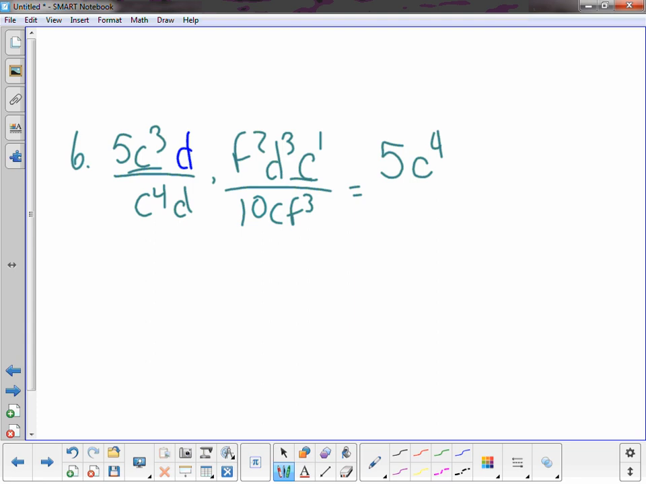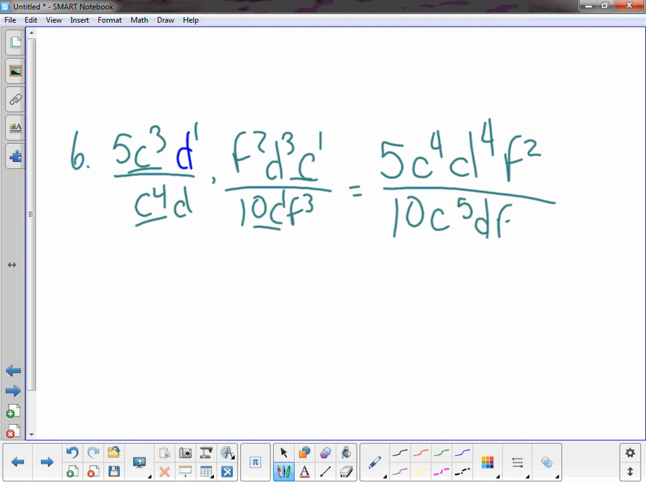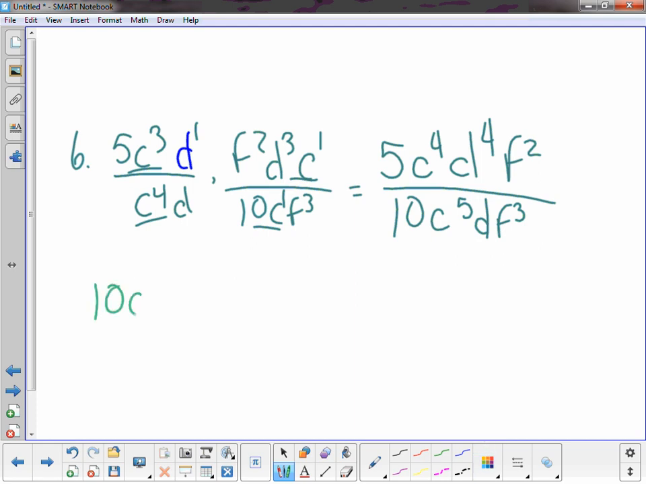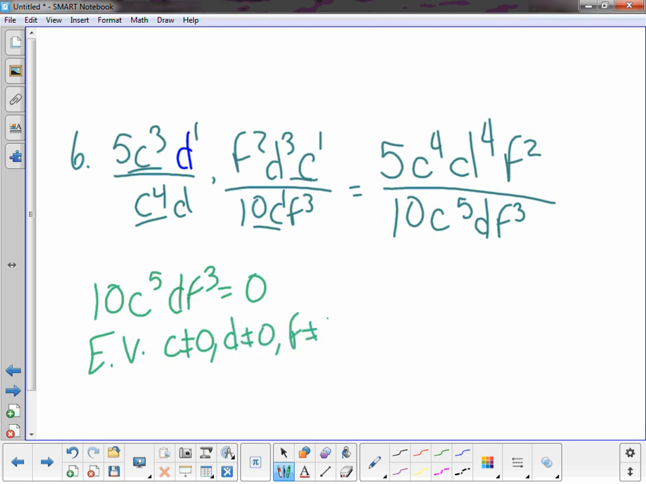Then d to the first times d cubed. That's going to give me d to the fourth. And then I have f squared. That's going to be divided by 10. C to the first times c to the fourth. That's going to give me c to the fifth. D f cubed. Okay, so let's go ahead and calculate out that excluded value. So we have 10 c to the fifth d f cubed set equal to 0. Now I'm hoping you're getting to the point where you can just quickly look at that and know that c, d, and f cannot be 0.